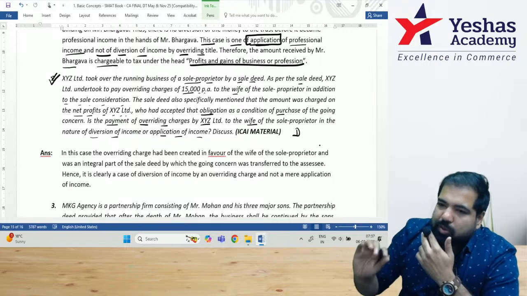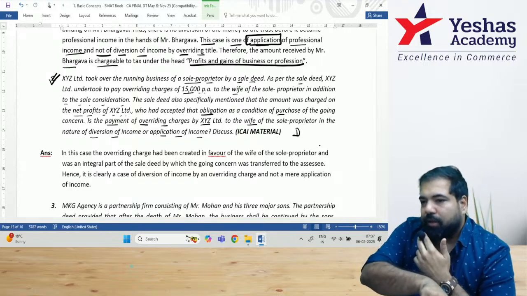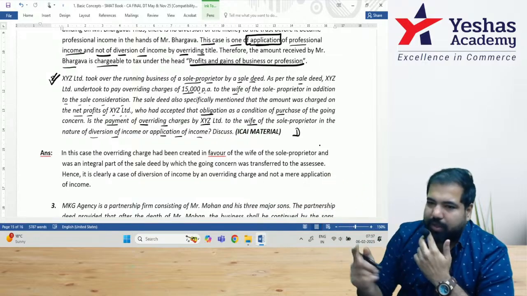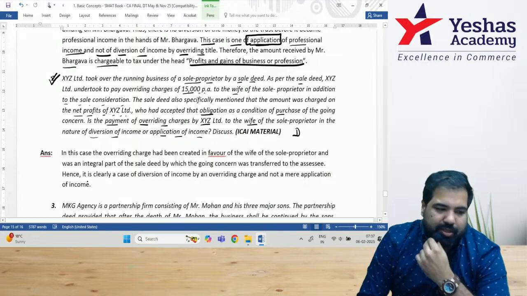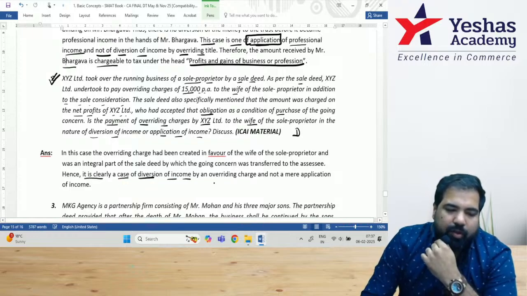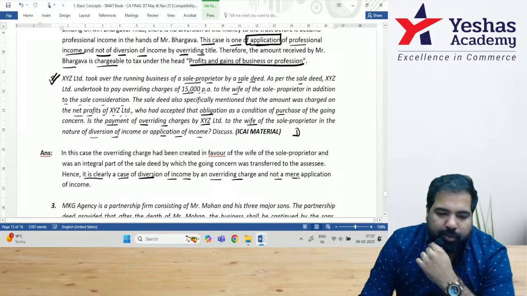And guys, diversion also is taxed, but not in the hands of the company. Who's getting this money? The wife. She will pay tax on it. So what is this case of diversion? Please read the second last line. It is clearly a case of diversion of income by overriding charge and not mere application of income.